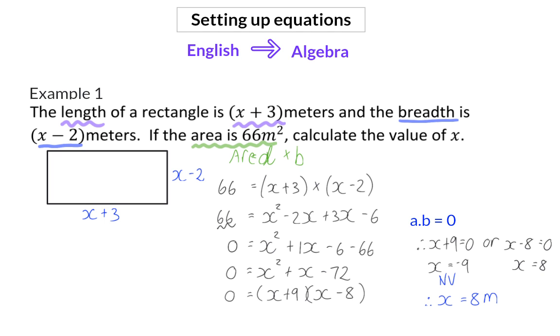To test, we can substitute x with 8, and the length will be 8 plus 3, which is 11. And the breadth will be 8 minus 2, which is 6. And multiplying 11 by 6 will give me the area of 66 meters squared.